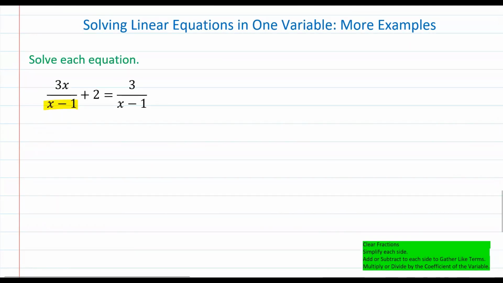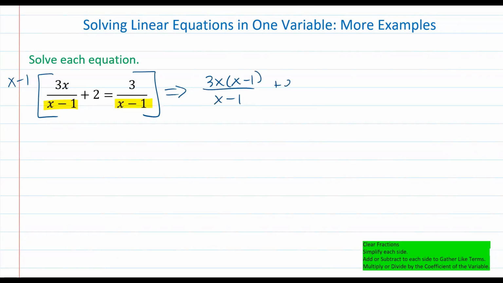The two denominators are both x minus 1, so the common denominator is x minus 1. We're then going to multiply the entire equation by that common denominator of x minus 1. So what we end up getting here is 3x times (x minus 1) over (x minus 1) plus 2 times (x minus 1) equal to 3 times (x minus 1) over (x minus 1).